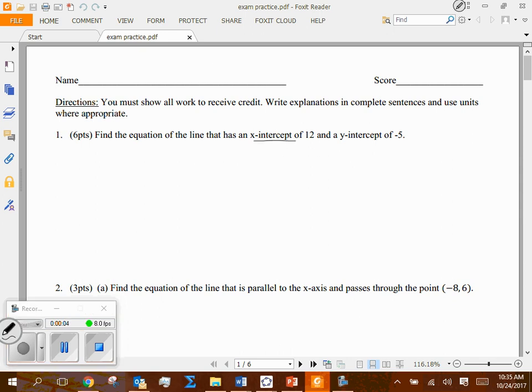Right, on this one, x-intercept of 12, y-intercept of -5. I'm going to go y equals mx plus b. Okay, you have an alternative option. This thing might be useful on the test as well. Okay, know how to use that.